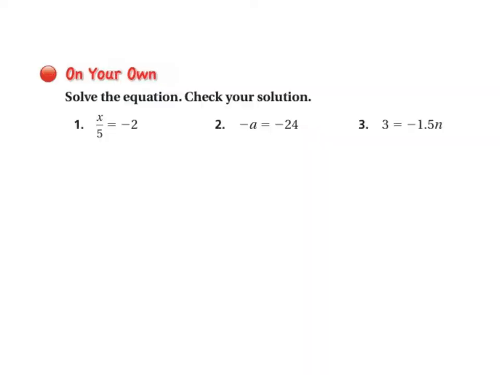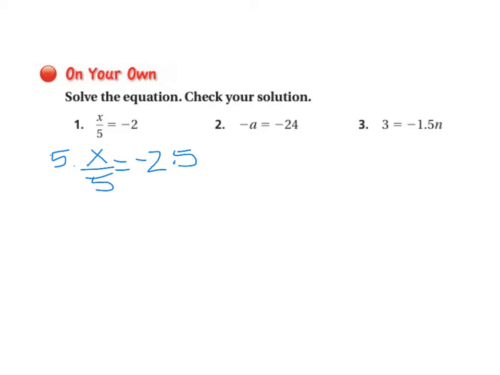Now we're going to do the on your own problems. Remember to do these along with me in your math notebook. So number 1, x divided by 5 equals negative 2. So our first step is write the problem. And then we are going to multiply both sides by 5 in order to undo that division.